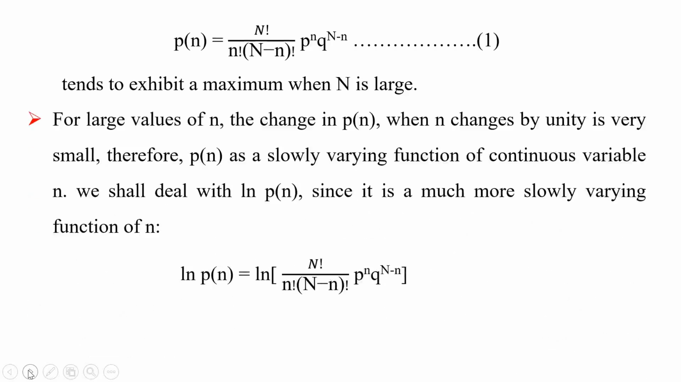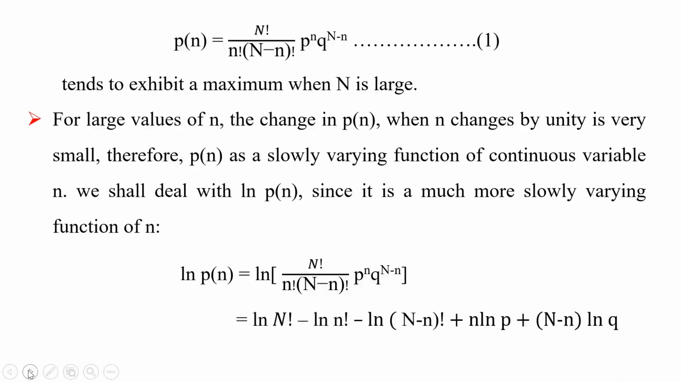For a large value of small n, the change in Pn when small n changes by unity is very small. Therefore, Pn is a slowly varying function of the continuous variable small n. We shall deal with ln Pn, since it is a much more slowly varying function of small n. So we take the logarithm of the binomial distribution function: ln Pn is equal to ln of (capital N factorial upon small n factorial times (capital N minus small n) factorial, p raised to n, q raised to capital N minus small n).